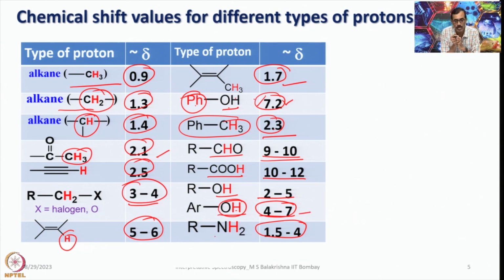In case of amines, H on nitrogen resonates in the region 1.5 to 4, or it can go further depending upon the type of substance we have and also the nature of the molecule.